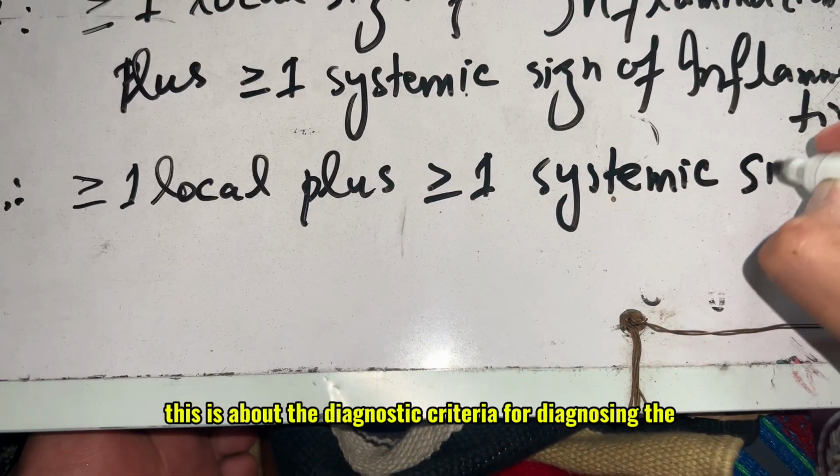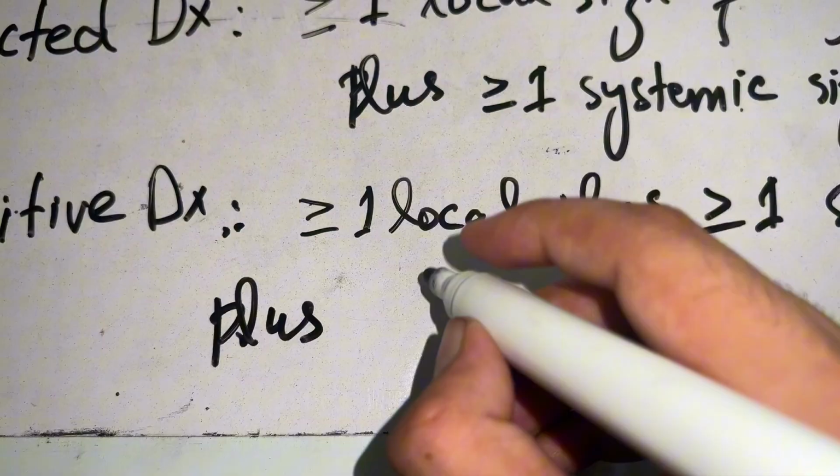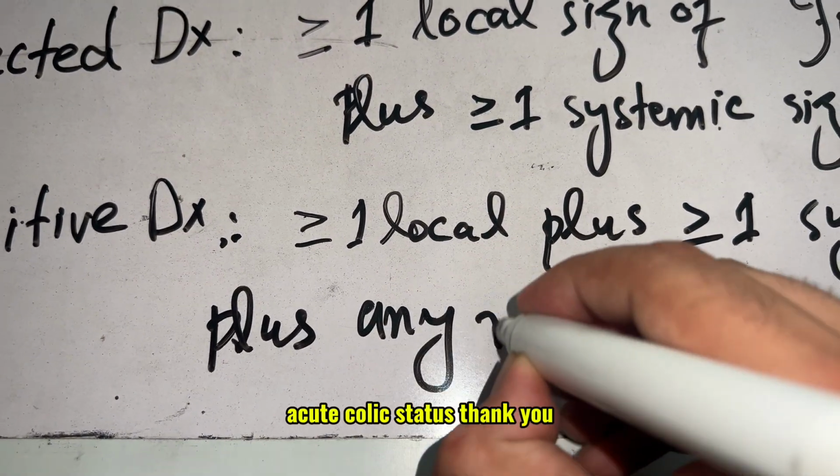So this is about the diagnostic criteria for diagnosing acute cholecystitis. Thank you.